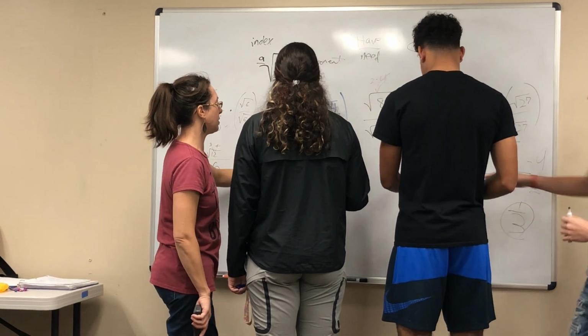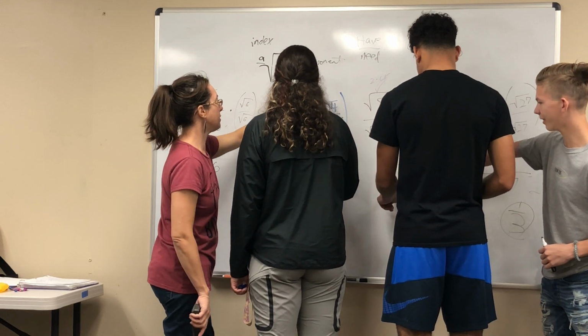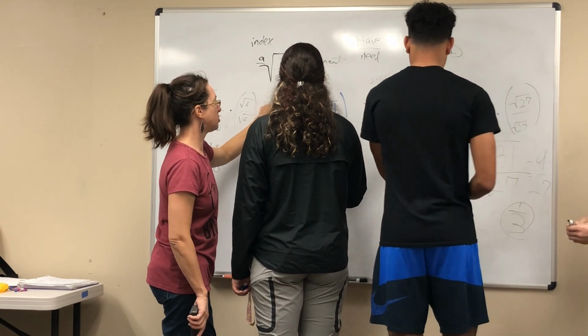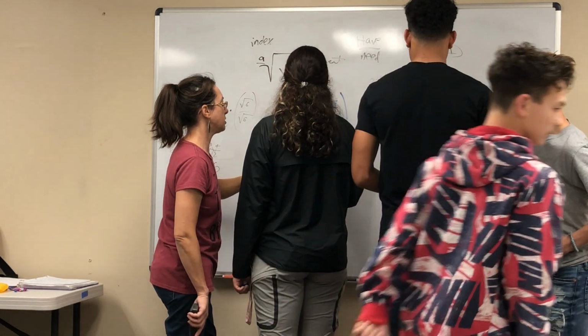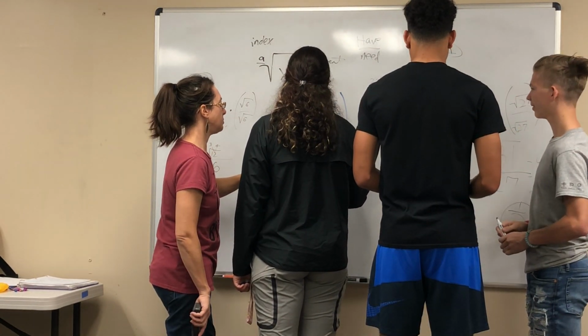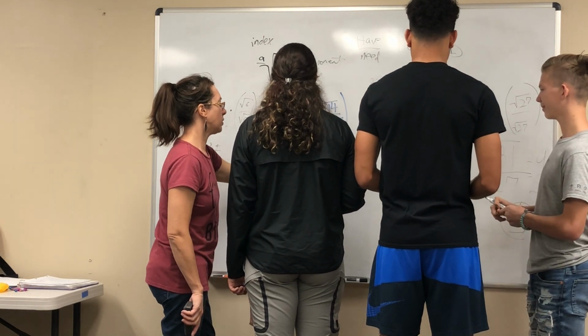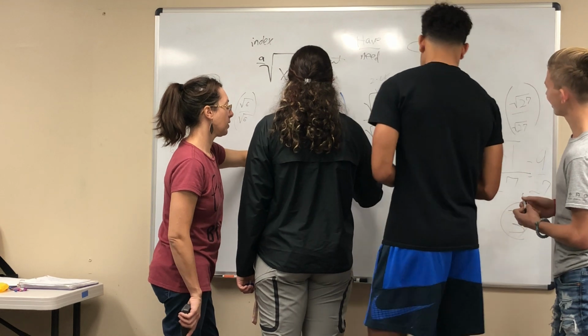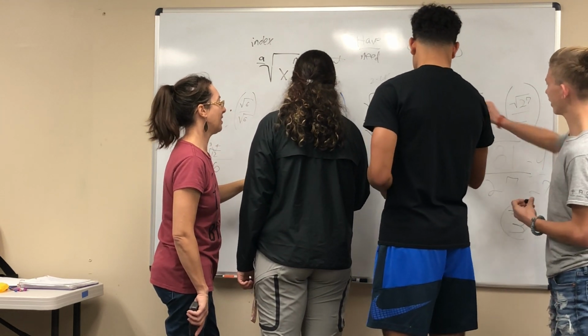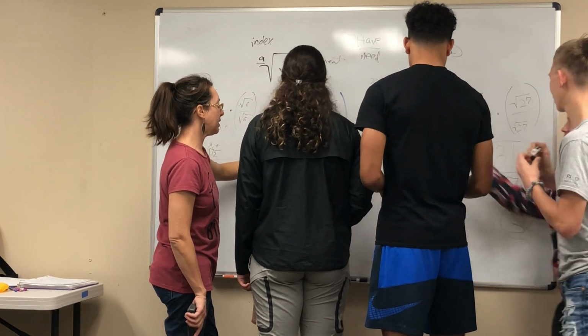So what do you have on the top now? Are my indexes the same? Yes, this is square root, that's a square root. So all I have underneath is now what? 7 times 14. Is there another way you can rewrite 14? 7 times 2? So I need 2.